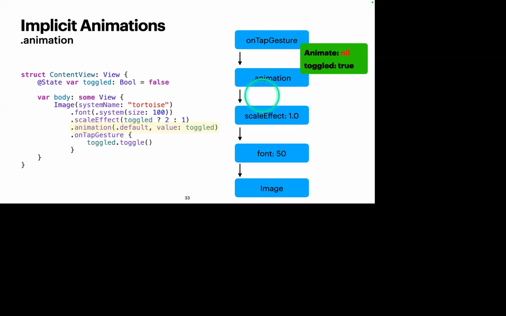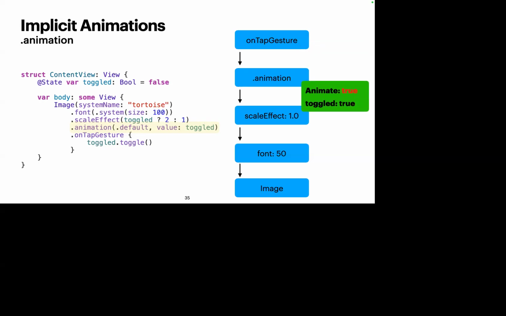Now we're on the .animation view modifier, and it recognizes, hey, there is an animation here. So it's going to update its values to now be true using the SwiftUI default timing curve, and then it's going to carry itself upwards. Okay, we're on the scaleEffect. Is there a dependency with toggled? Yes, there is. So we want to animate it with the default timing curve to now be 2.